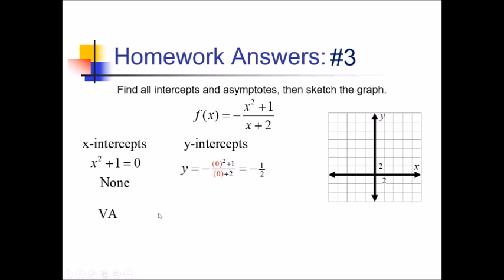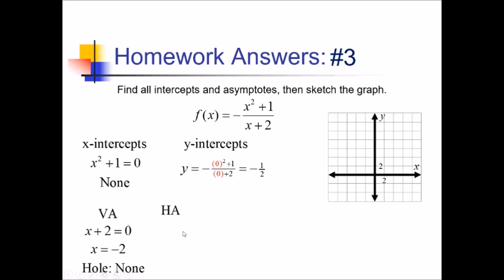For vertical asymptotes, I need to set the denominator, x plus 2, equal to 0 and see what makes this thing undefined. So that's going to be x equals negative 2. There are no holes, since there are no common factors that got canceled out, so we don't have to worry about holes.